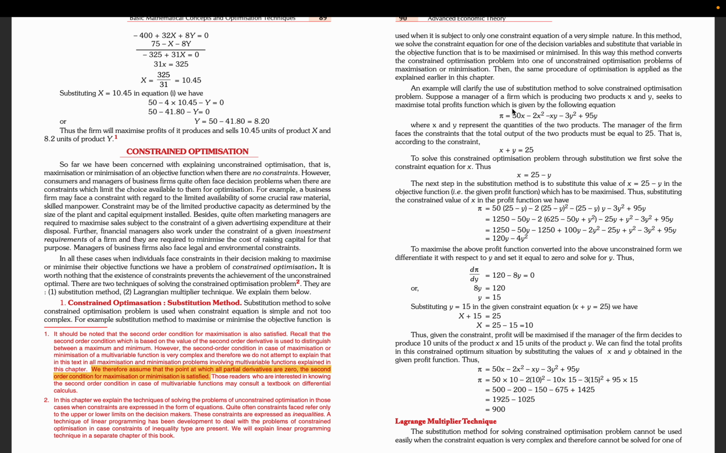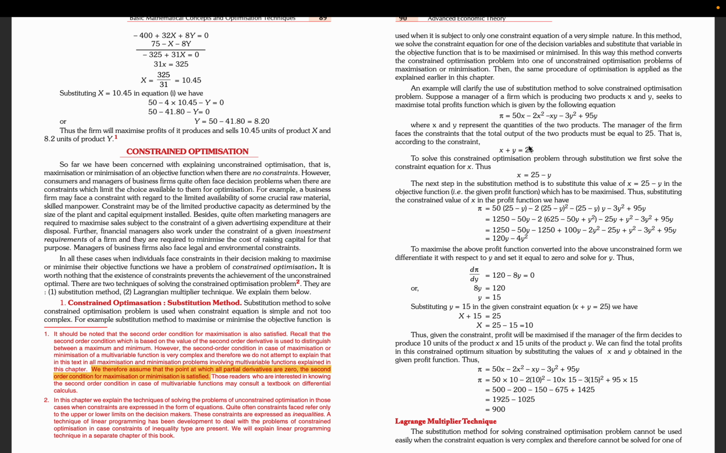Then the same procedure for optimization is applied as we did earlier in this chapter. An example will clarify this. Let us say that the firm is producing two products X and Y, and seeks to maximize total profits given by this expression, with X and Y the quantities of the two products.